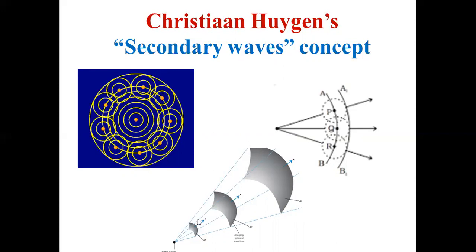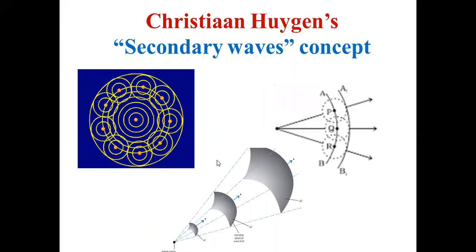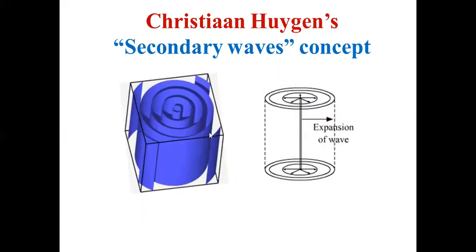So secondary waves are traveling, are producing their own waves and moving forward. We are going to study it in detail. So that is the secondary wave concept. And a point source emits a spherical wavefront, and you know this. And a linear source, suppose imagine a tube light is kept inside this.